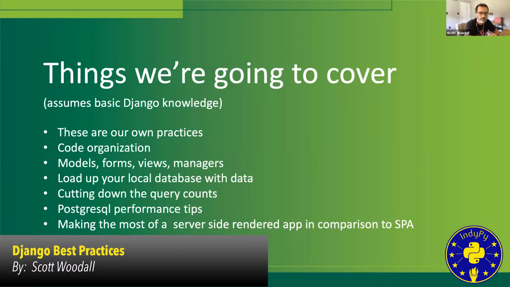We'll cover some models, forms, views, managers. These are kind of some of the core concepts within Django. After we have an application built, we're going to load up our local database with some data to see how we can improve things from a performance perspective. We're going to try and cut down on the query counts. For us, one of the biggest performance improvements we see is when we can reduce our query count, and then for the query counts that we do have, improving the response time from those queries.